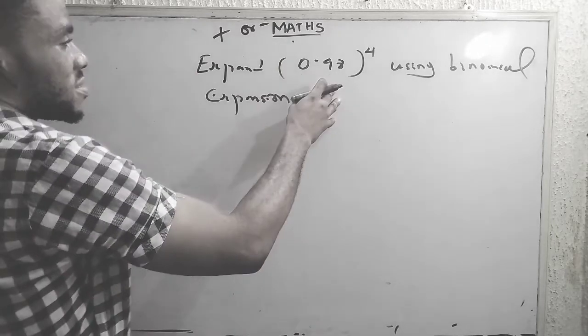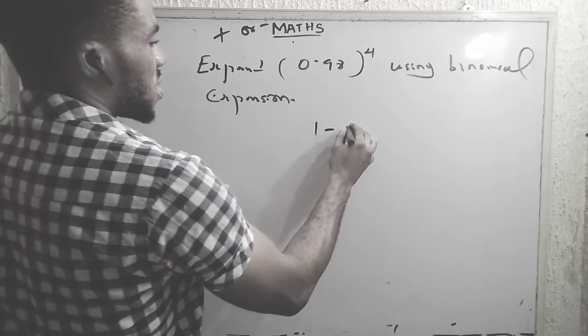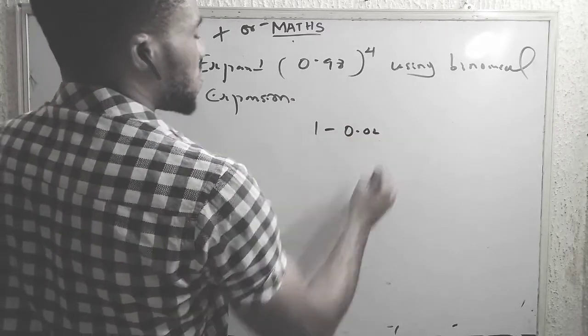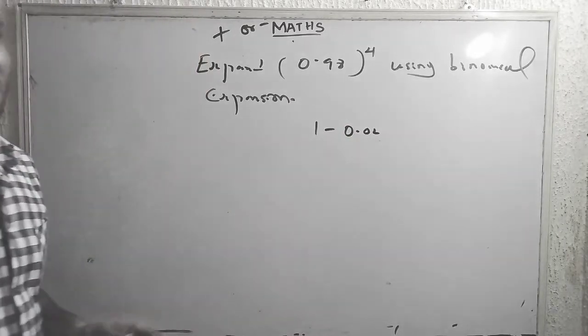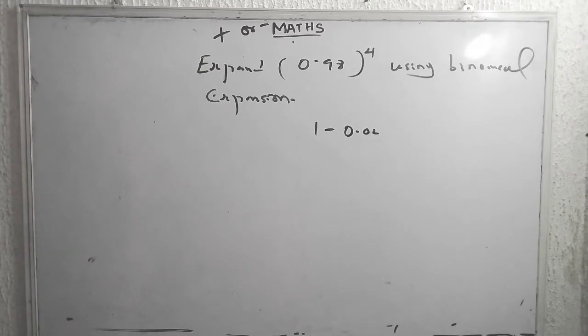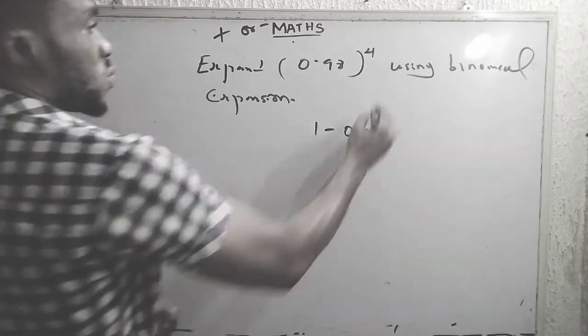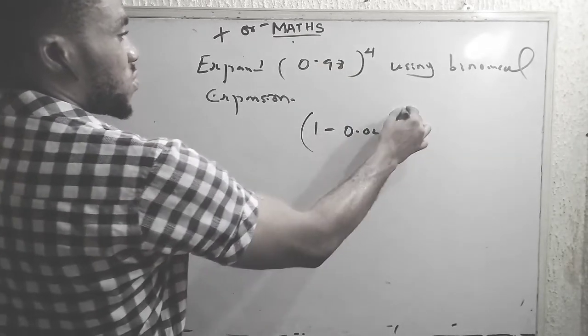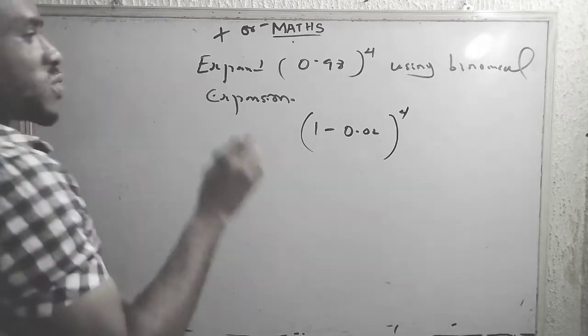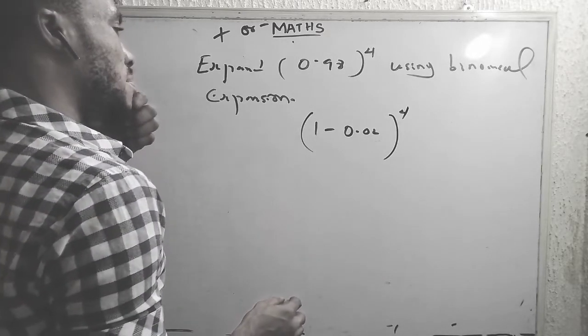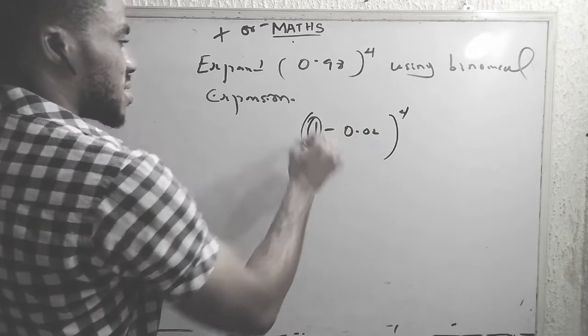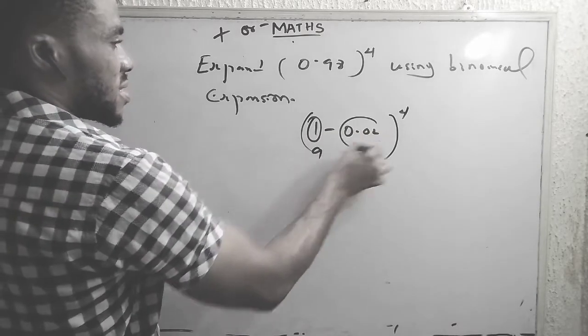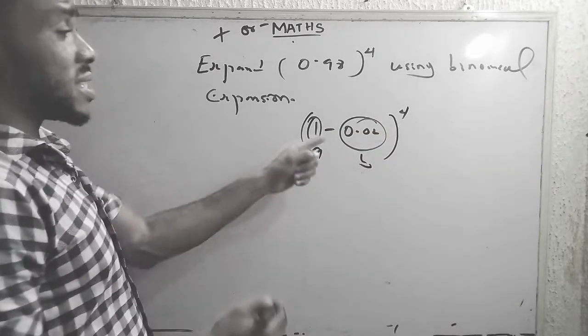Now I have 0.98, and I think if I associate 1 minus what? 0.02, I think that will give me 0.98. So if that is the answer, when I subtract 0.02 from 1, I think perhaps I can manage it to be in this manner. So instead of having it this way, I will have it in this fashion. Now, when I have it that way, bear in mind automatically that this part is my A, and this part is my B. But I still have negative.